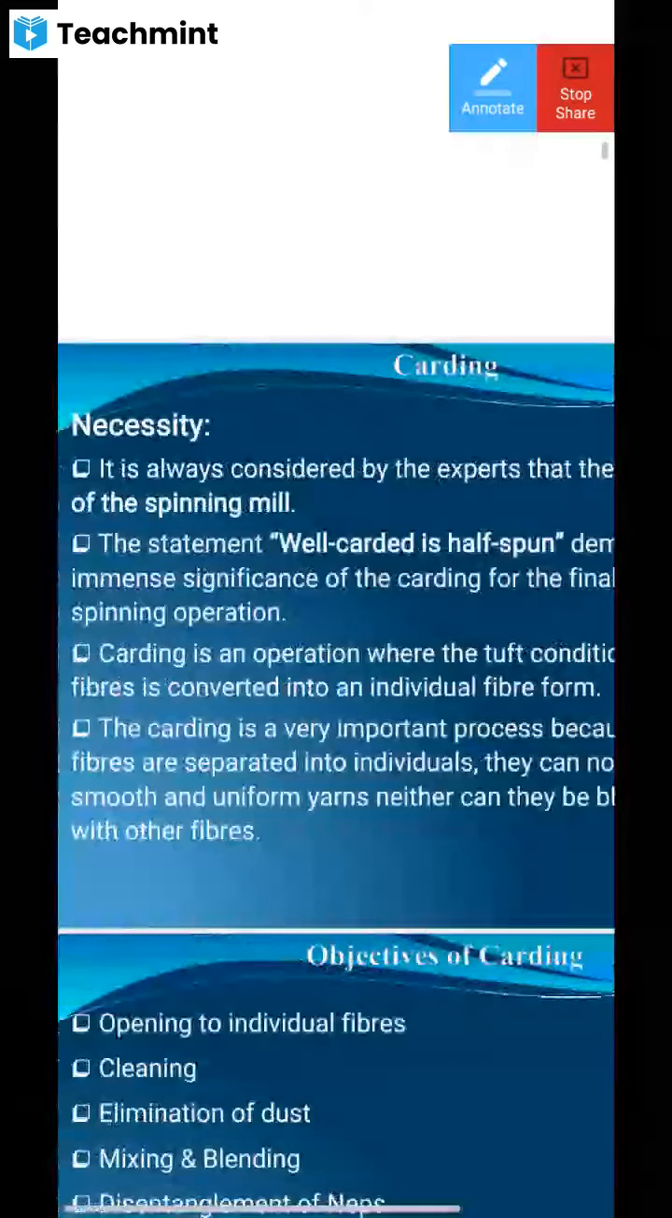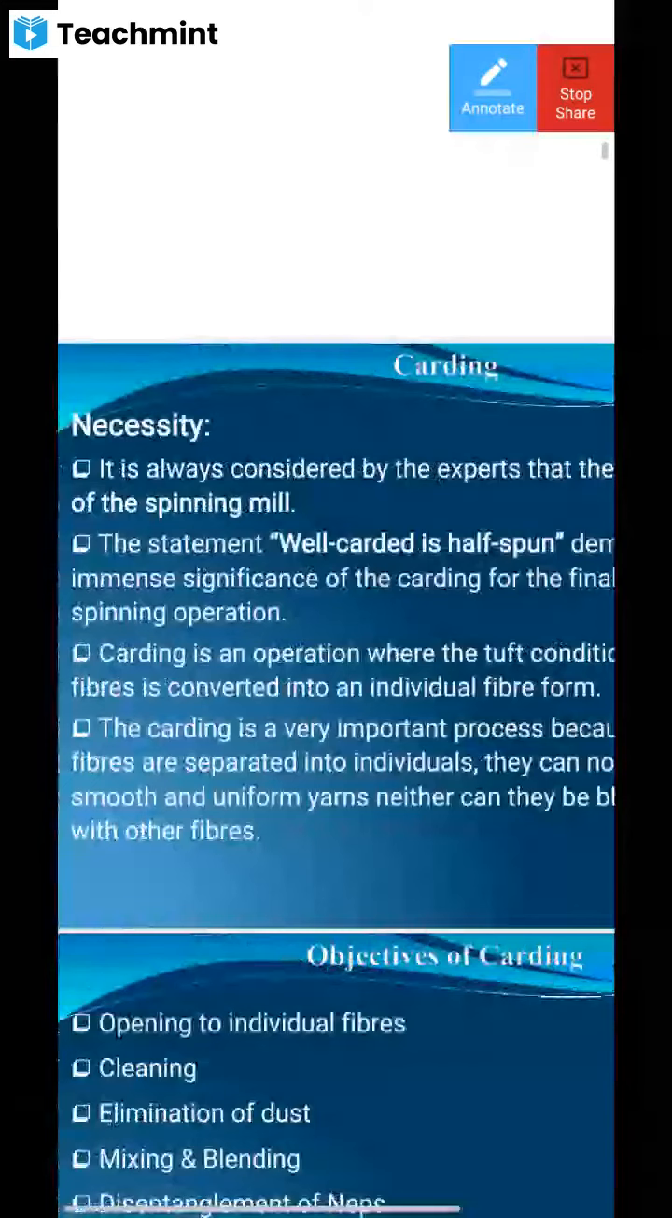What is meant by fiber orientation? Orientation and crystallinity. Now you study the characteristics of textile fibers in this area: the orientation of the fiber, the arrangement of the fiber. The terms coming are like this: the crystallinity of the fiber, the amorphous nature of the fiber.